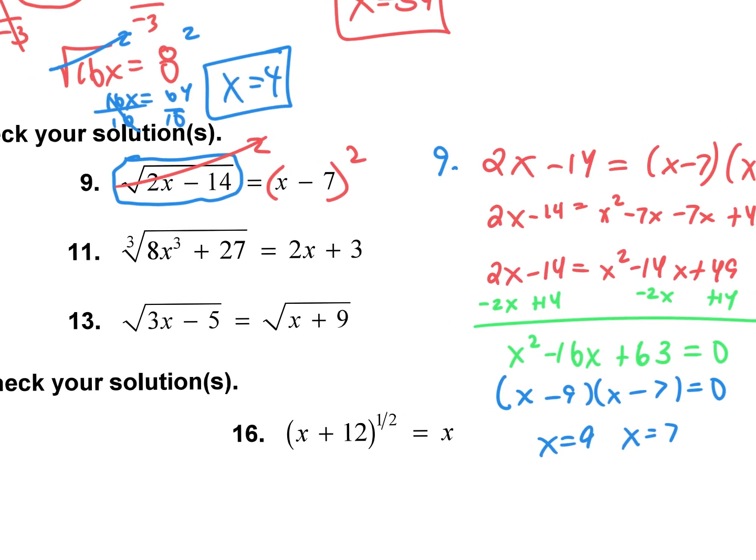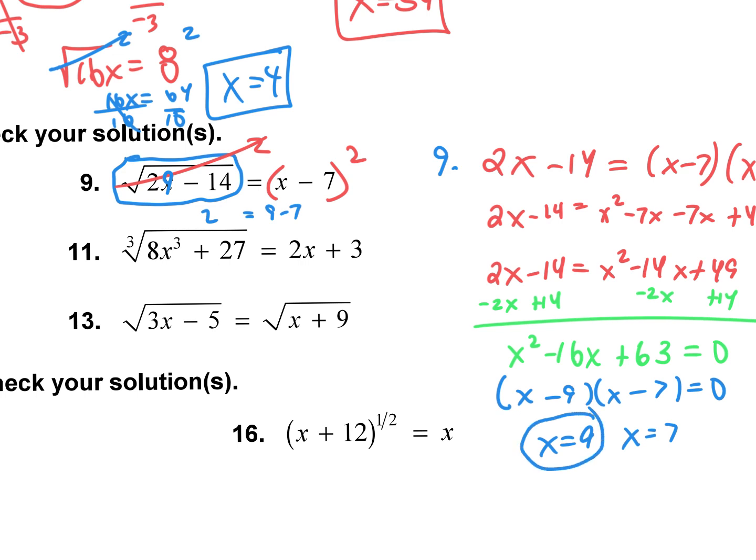If I plug in 9 right here, 2 times 9 is 18. 18 minus 14 is 4. The square root of 4 is 2, right? So over here, I'm going to plug in 9. What's 9 minus 7? 2. All right, so 9 works.